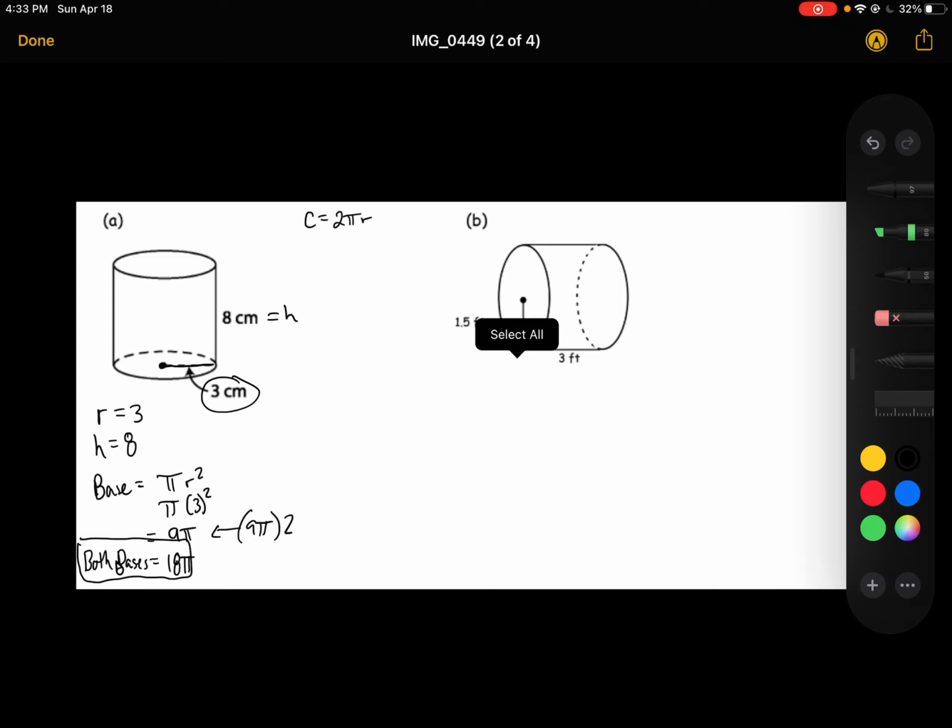Next, for our lateral area, we first want to calculate the outside edge. We have pi here, so our circumference is 2 times pi times r, or 6 pi. And then next we take our distance around the outside, or the circumference, and we multiply it by the height, which in this case is 8. So we'll get an answer of 48 pi for the lateral area.